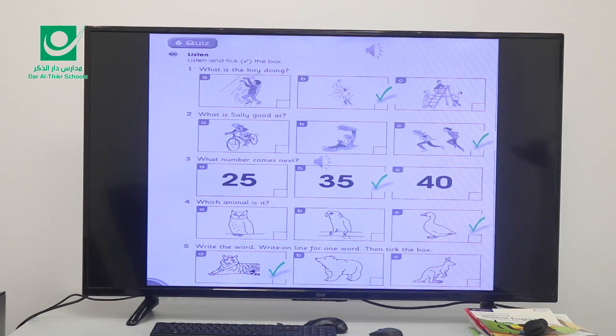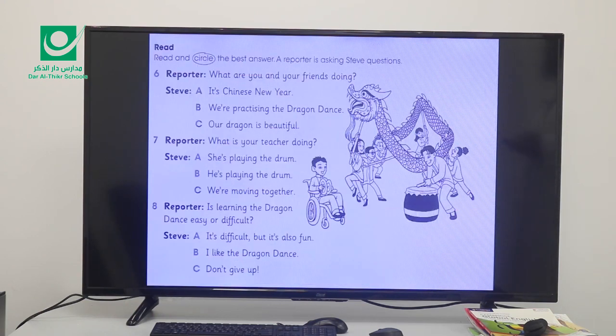So if you ticked those pictures, then you are an amazing student, and give yourself a tap on the shoulder. Yes? Now students, read and circle the best answer. A reporter is asking Steve questions. Now, reporter, what are you and your friends doing? Steve, he's going to say, it's Chinese New Year, or we are practicing the dragon dance, or a dragon is beautiful. Which one is correct? Please decide quickly. Actually, B is the correct one. We are practicing the dragon dance.